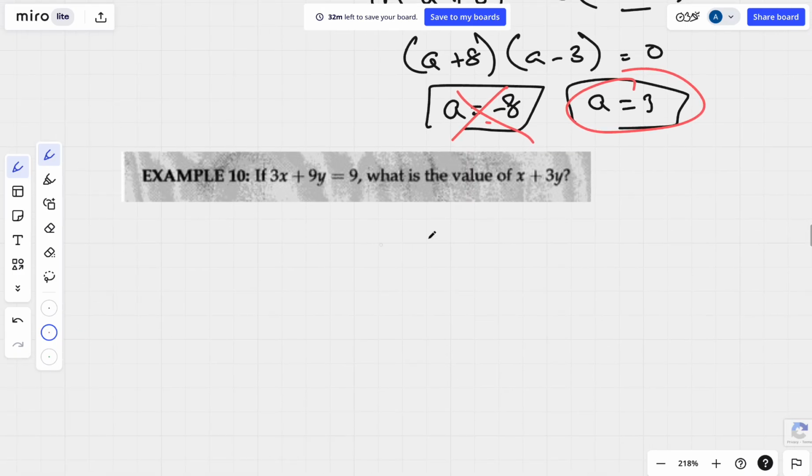Example 10, it says what's the value of x plus 3y? So an easy way to solve this is if you divide this side by 3, you will get x plus 3y, which is the same as this. So if you divide the left side, you have to divide the right side as well. So 9 divided by 3 is going to be 3. So x plus 3y is equal to 3.